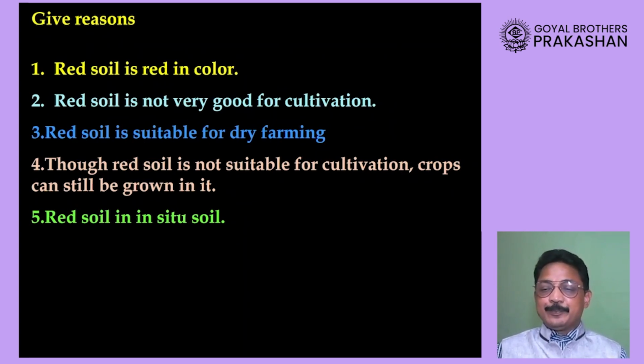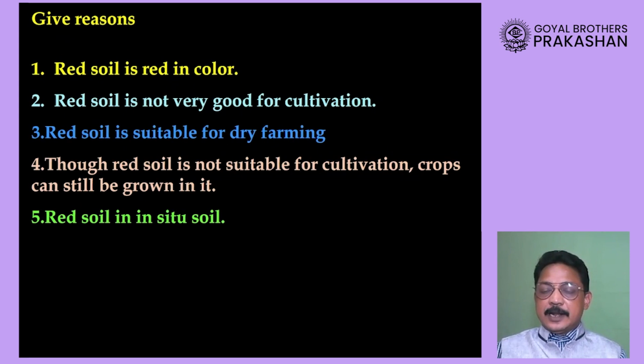The answer is it is porous, so it does not retain moisture. Point number two, it is slightly acidic. Point number three, it consists of potassium and iron oxide, but it lacks the major nutrients like phosphoric acid, nitrogen, humus. That is why it is not very good for cultivation. Okay. Now, red soil is suitable for dry farming.